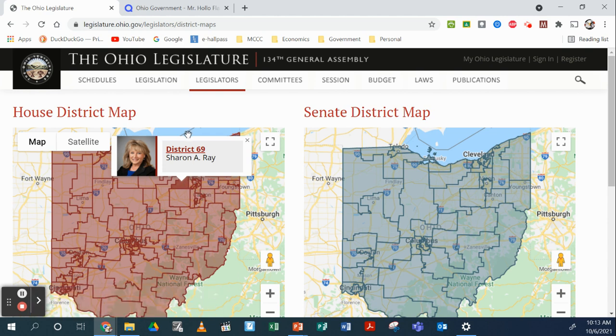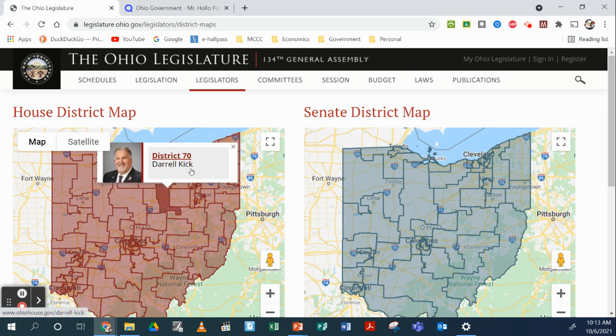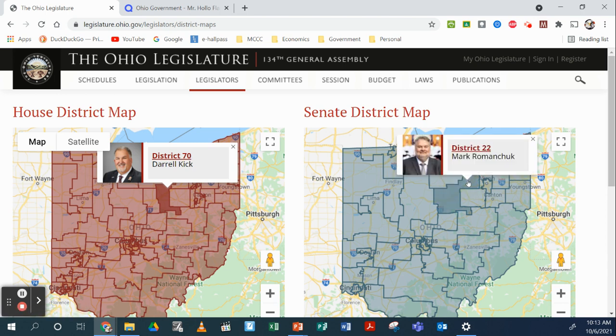Good. So the 2 district people that we're looking for was 69 for Sharon Ray or Gerald Kick, and you were in the 70th district. This one right here covers almost 99% of Medina County, and that's Mark Romanchuk.